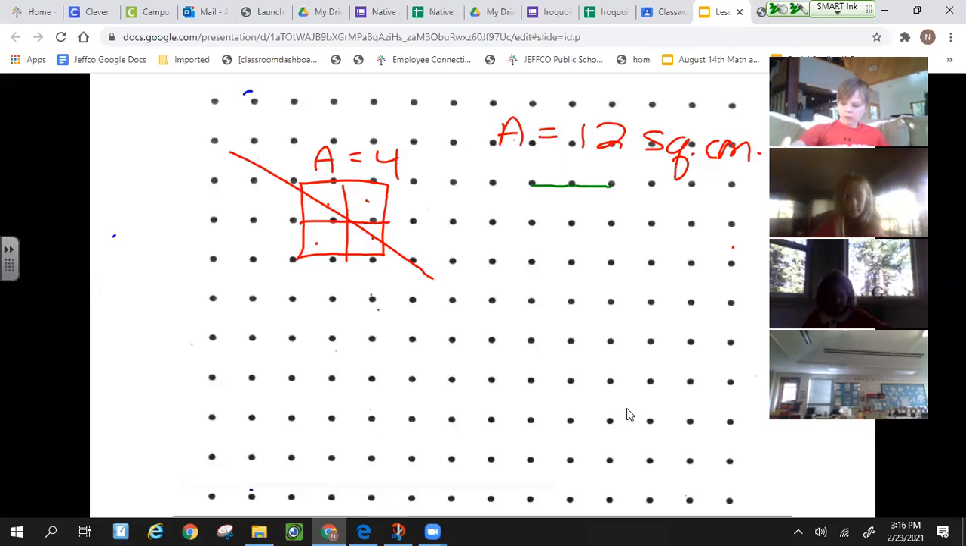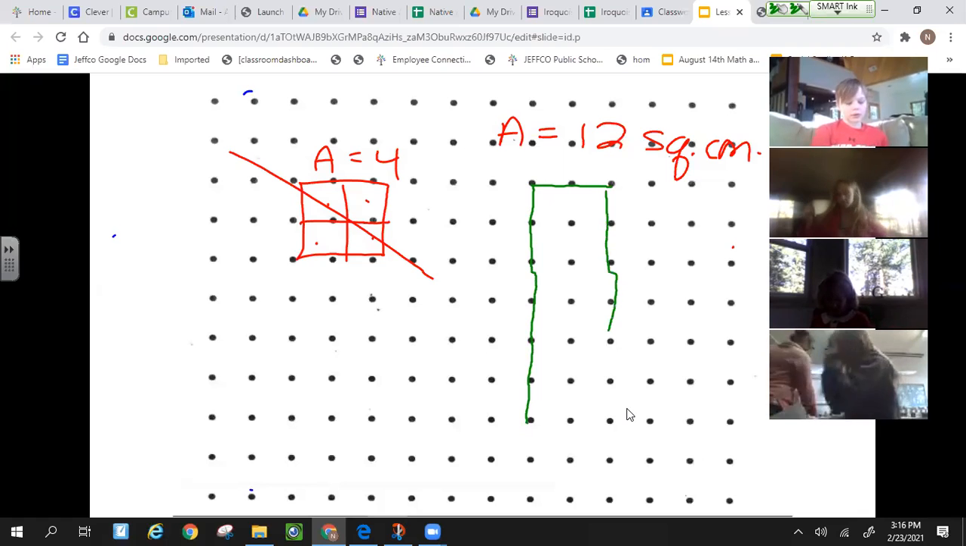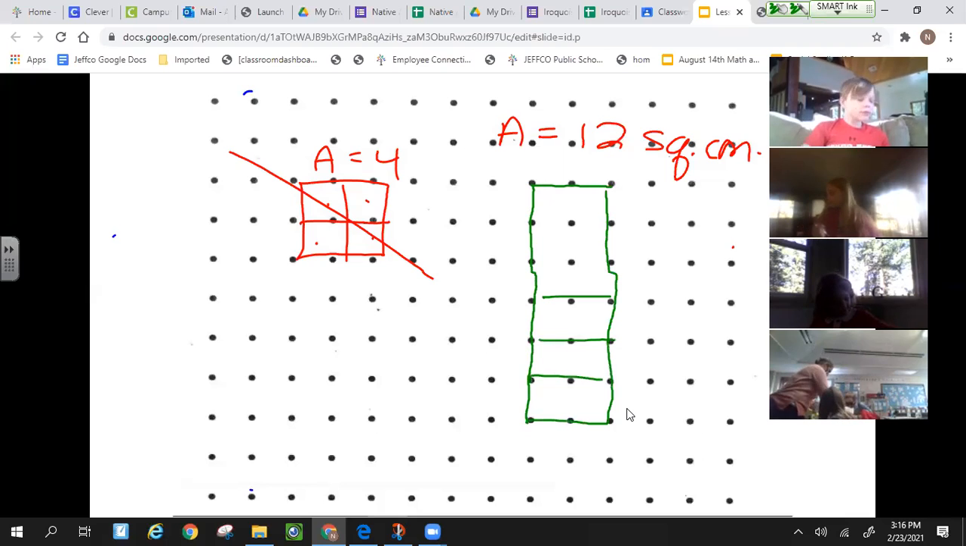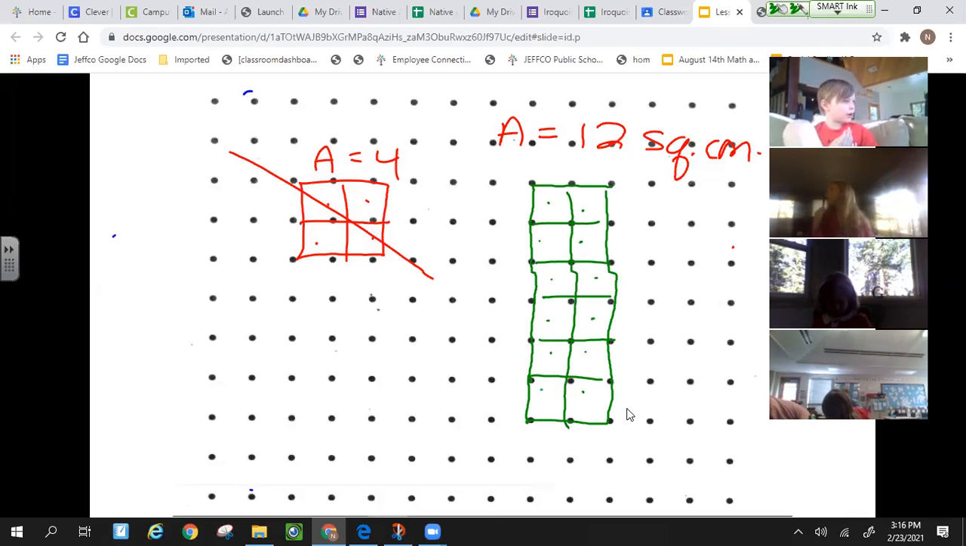So if I go like this, 2 by. I like his language, a 2 by 6. You sound like a builder. So let's see. 1, 2, 3, 4, 5, 6, 7, 8, 9, 10, 11, 12. Area equals 12 square centimeters. Good job, Gabe. A different one. Lucas.